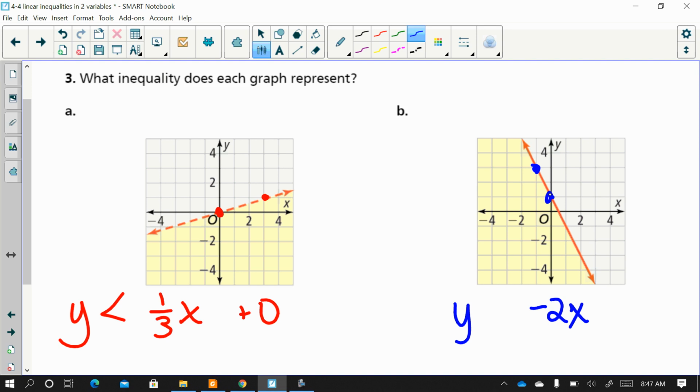Okay, y-intercept is right here at 1. I'm shaded below the line, so I'm less than. And since the line is solid, it's equal to. And there's our answer.